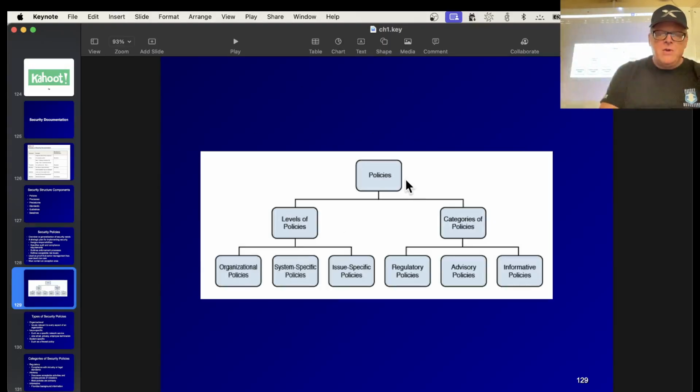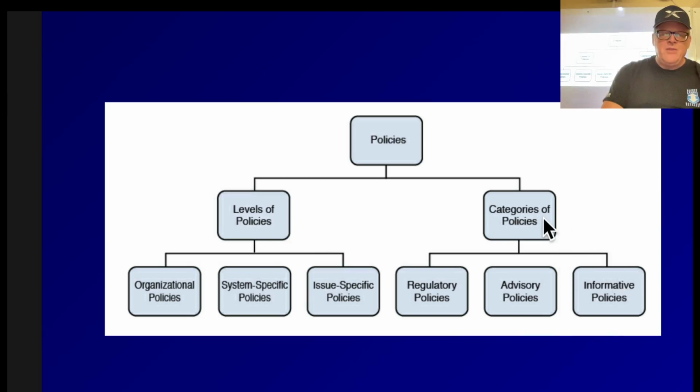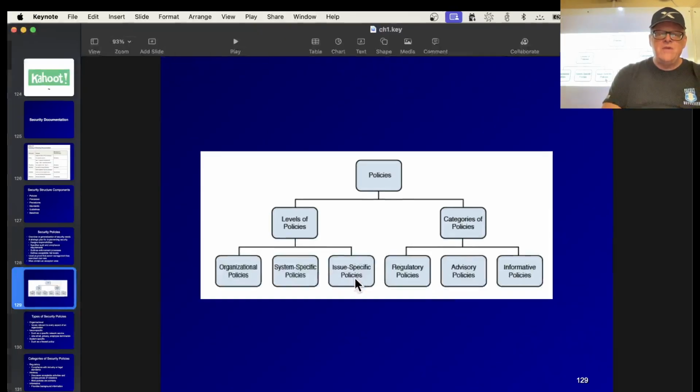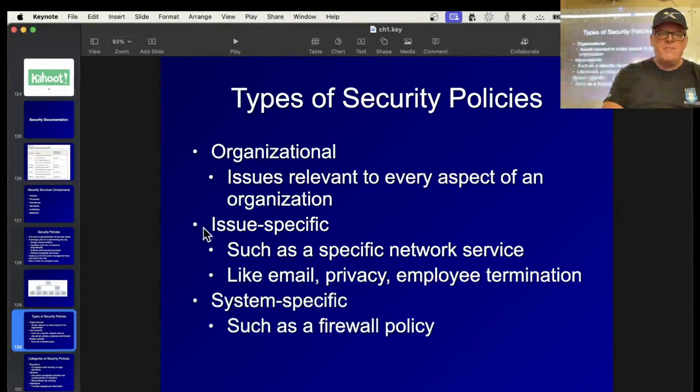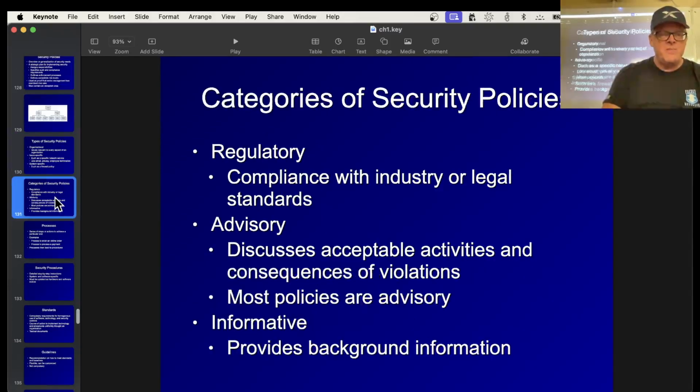All right, and so your policy is the overarching document. Then you have lower levels of policies, and specific ones like regulatory, issue specific, and so on at lower levels. So the organizational policy will consider every aspect of an organization. The issue specific one will be one particular thing like privacy or email, and you might have system specific policies referring to things like a firewall, a particular system.